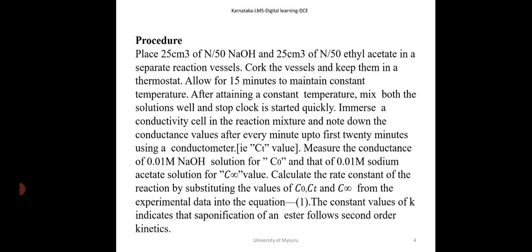Immerse a conductivity cell in the reaction mixture and note down the conductance values after every minute up to the first 20 minutes using a conductivity meter, that is Ct value. Measure the conductance of 0.01 molar sodium hydroxide solution for C0 value and that of 0.01 molar sodium acetate solution for C infinity value. Calculate the rate constant of the reaction by substituting the values of C0, Ct and C infinity from the experimental data into equation 1. The constant values of K indicate that saponification of an ester follows second order kinetics.